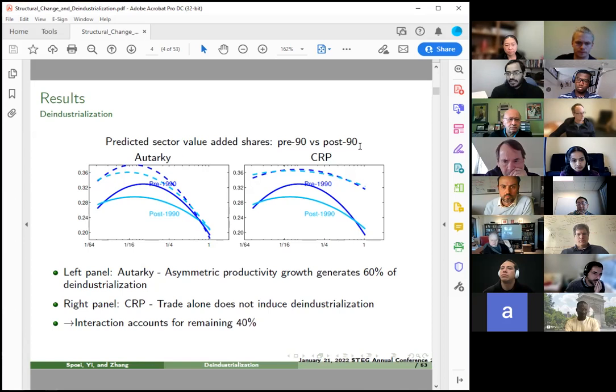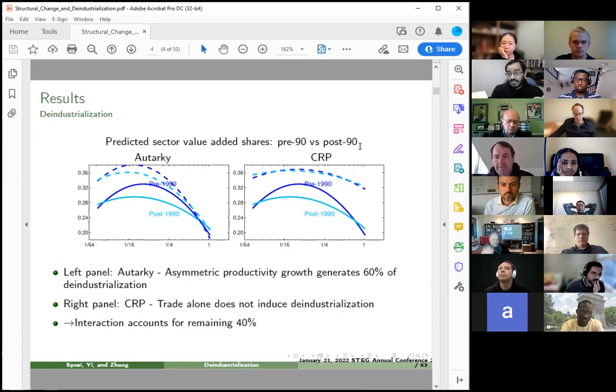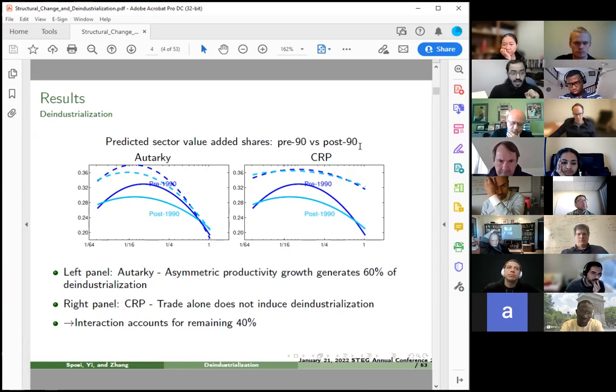So basically, our interpretation of this is that asymmetric productivity growth alone, which is the only driving force in this counterfactual scenario, contributes about 60% to deindustrialization as measured by the gap between peaks. Okay. On the flip side, we shut down asymmetric productivity growth and we allow for trade integration as in the baseline model.